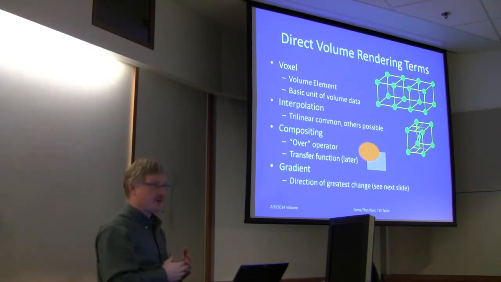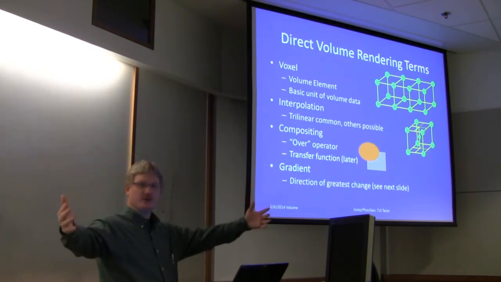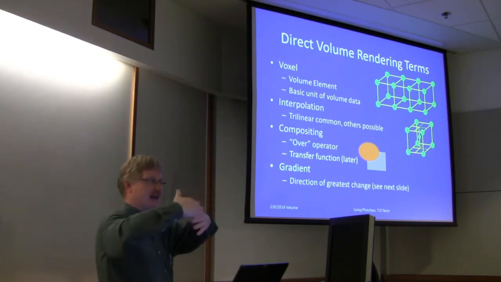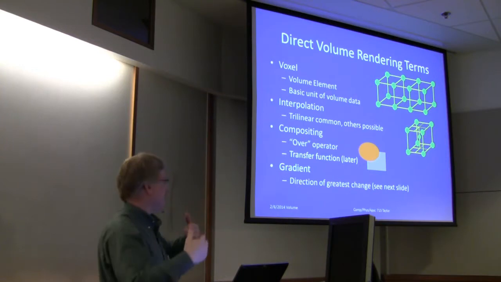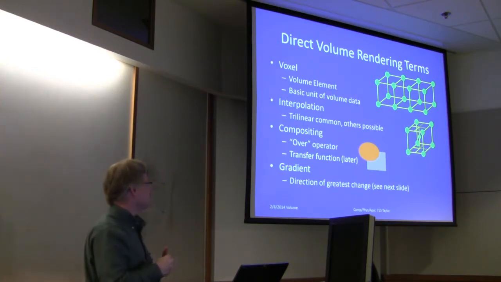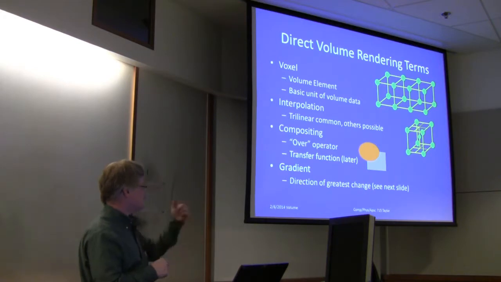There's an over operator for compositing, so the whole room is full of sugar cubes. Somehow you have to render the far cubes and the nearer ones. How do you composite them? There's an over operator that we're going to talk about later. And then the transfer function, which comes later.